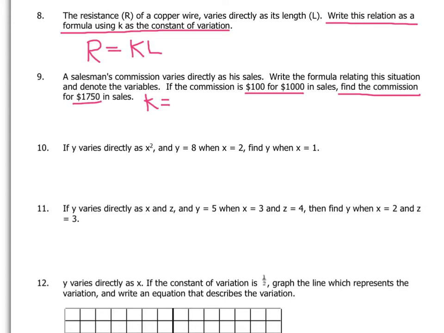So the relationship is y over x. Here we have x and then y. So we have 1,000 divided by 100. Okay, so then we have the sales over commission. And now we have to plug in that $17.50. So the $17.50 is the commission. The commission is on the bottom.